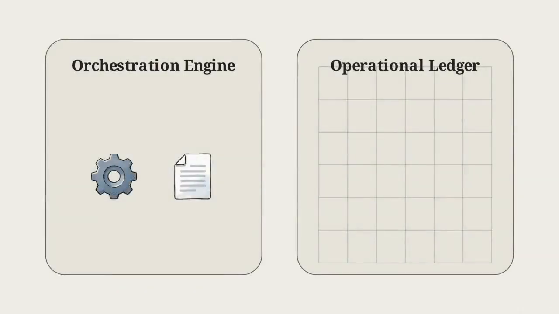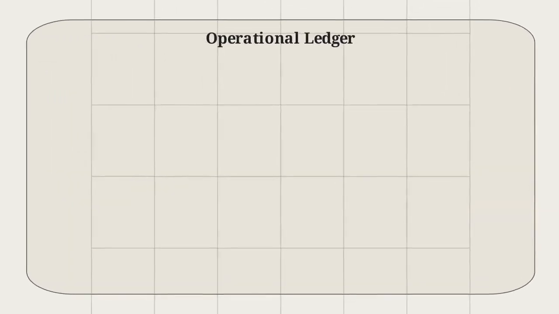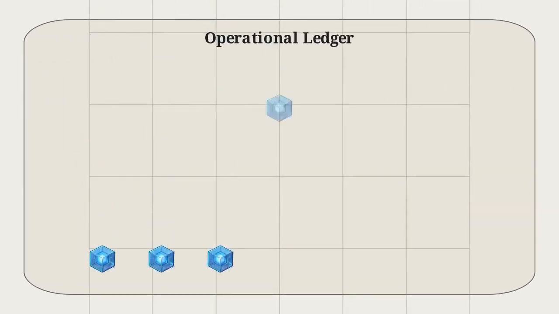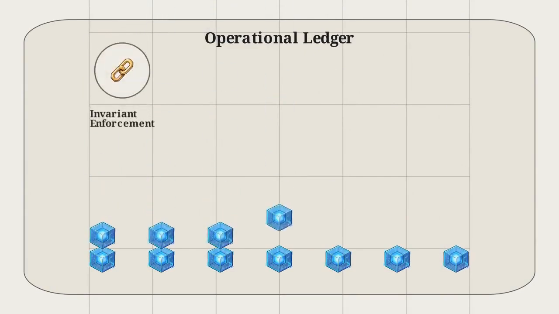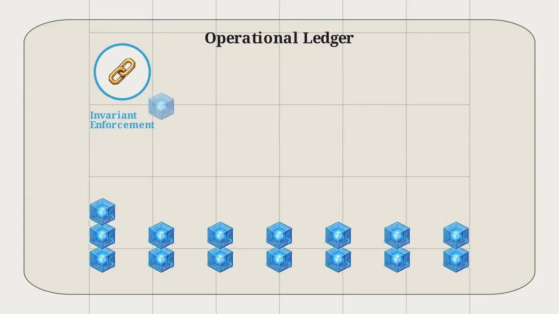You have the orchestration engine, which manages the complexity of KYC, product limits, and business rules, and you have the operational ledger. The operational ledger doesn't calculate interest or verify identities. It functions as a deterministic register, recording only the immutable history of fund movements.